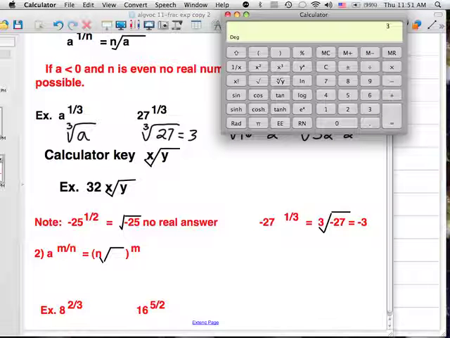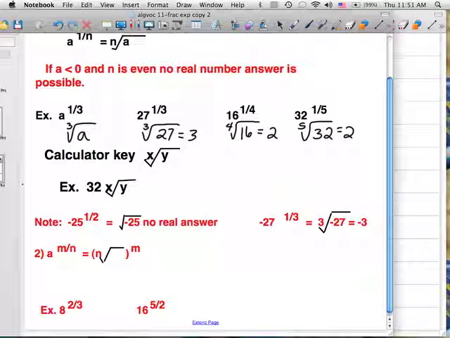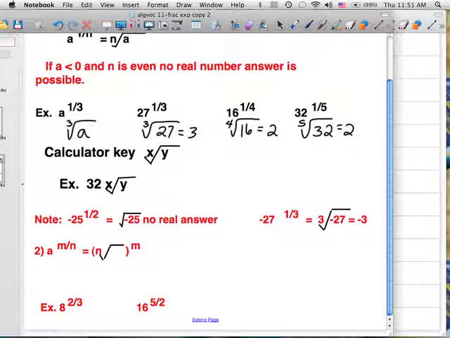And we can show that. If I put in negative 27 and get the cube root of that, it should come out negative 3. It didn't. I used the wrong sign. Okay, let's try it again. Negative 27, cube root, negative 3. Anyway, it does work.